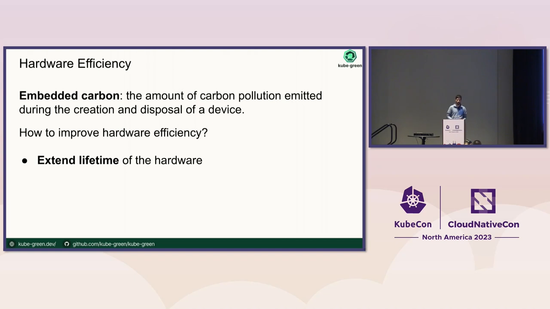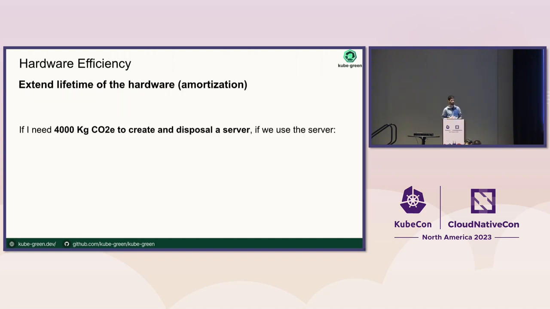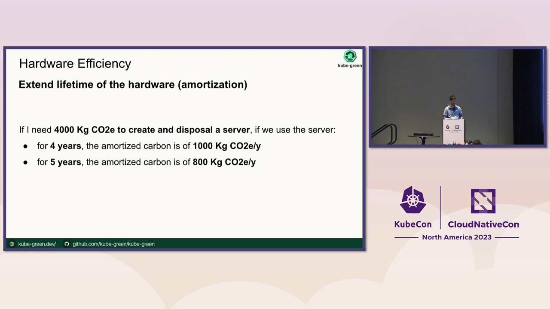There are a couple of strategies. Extend the lifetime of the hardware. This is called amortization. For example, if we need 4,000 kilos of carbon to create and dispose of a device, a server, if we use this server for 4 years, the amortized carbon is 1,000 kilos of carbon. If we use this server for 5 years, the amortized carbon is 800 kilos for every year. So extending the lifetime can reduce the impact of the hardware.